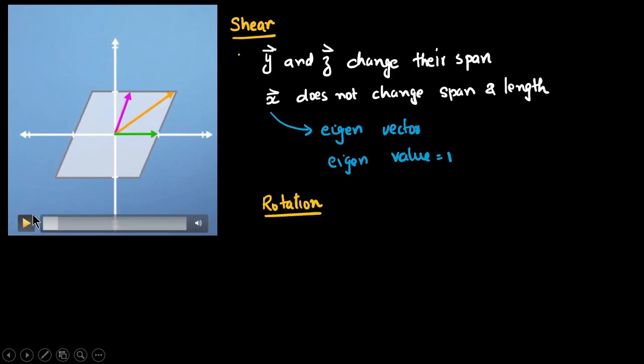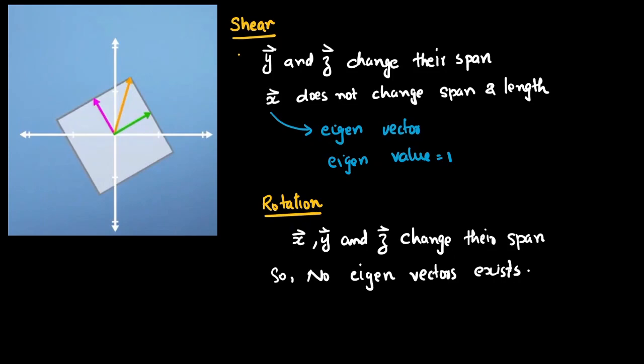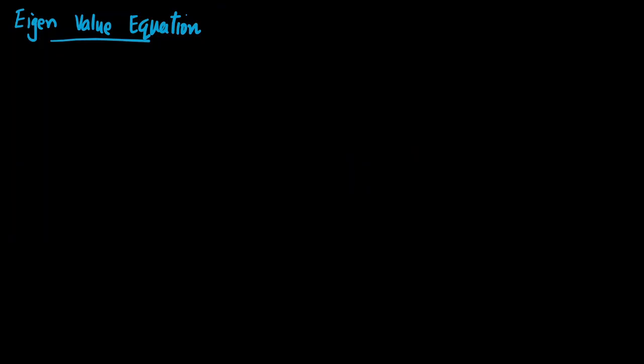Okay, then next is rotation. Let's see what happens in the case of rotation. All the vectors change their direction. So there is no vector which remains in the same direction after the rotation, so there is no eigenvector in this case. So x, y and z change their span, so no eigenvectors exist in this transformation. Okay, so hope you understood that much.